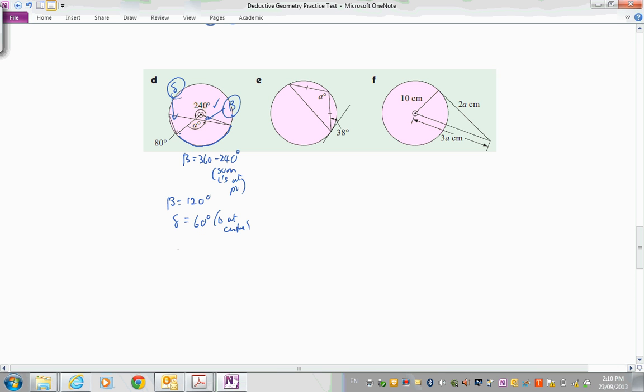Okay, now what is A? A is equal to 80 plus 60. That's that exterior angle theorem. Exterior angle theorem again. So A is 140 degrees. Because here we are, this is the exterior angle equals the sum of the interior opposites there. Hard to see that one.